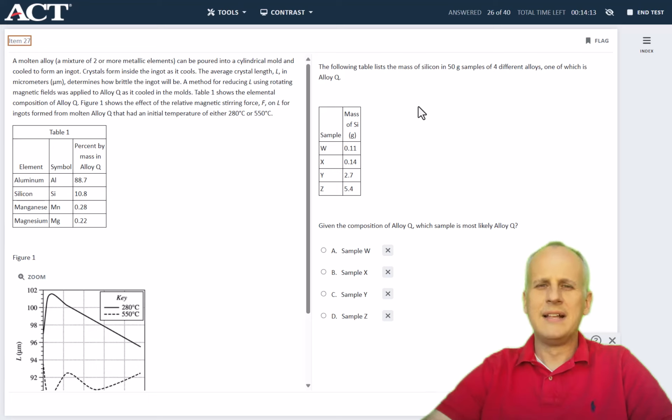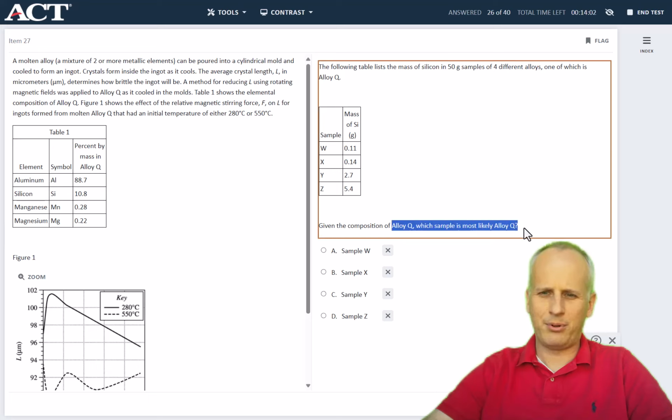Then the following table lists the mass of silicon in 50-gram samples of 4 different alloys, one of which is alloy Q. Given the composition of alloy Q, which sample is most likely alloy Q? And we can finally get into table 1 here. In table 1, we can see we've got the mass of silicon. Silicon is right here, and the way this is set up, the percent by mass in alloy Q means that 10.8 is 10.8 grams of silicon in 100 grams. So in 50 grams, you'll have exactly half of that, which is going to be 5.4.